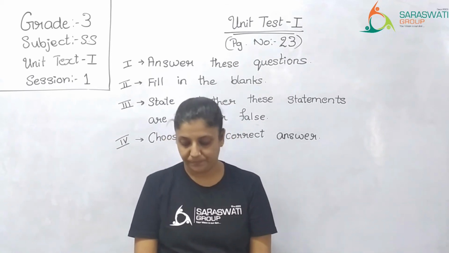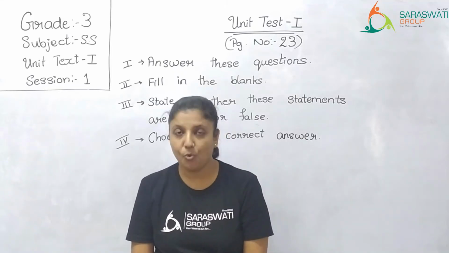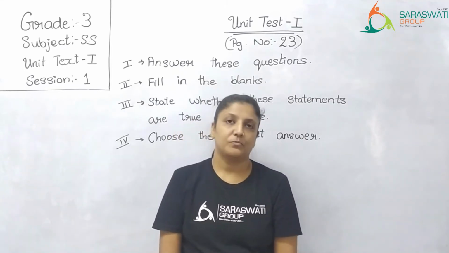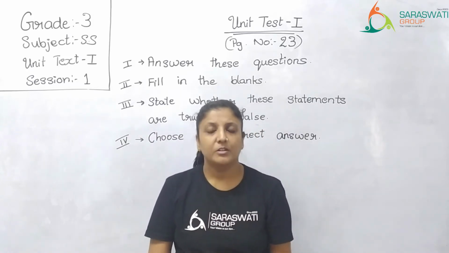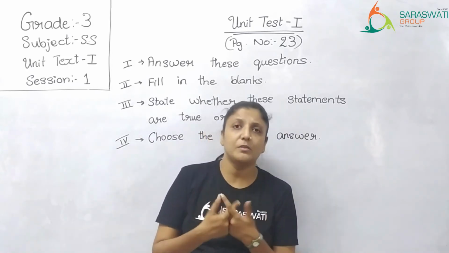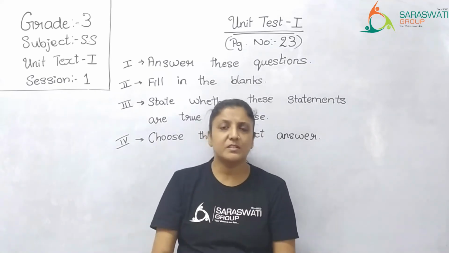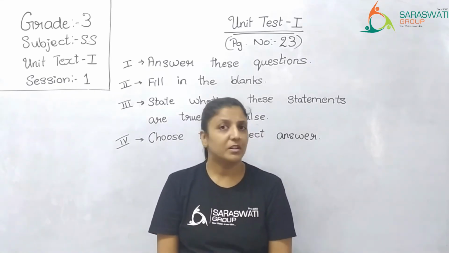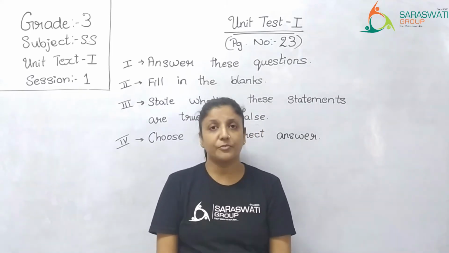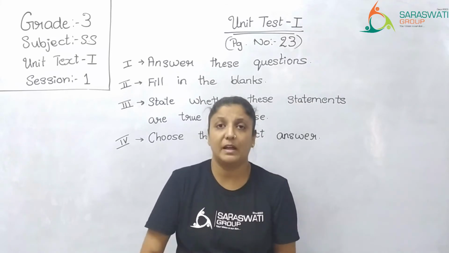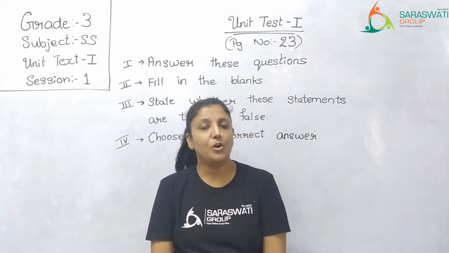Next, number 4. The outer surface of Earth is made up of only water. If it is made up of only water, then how can human beings live? Because we live on land. So this statement is wrong. It is not made up of only water. It has land also. The surface of earth has land part also. So this statement is wrong. So write false.